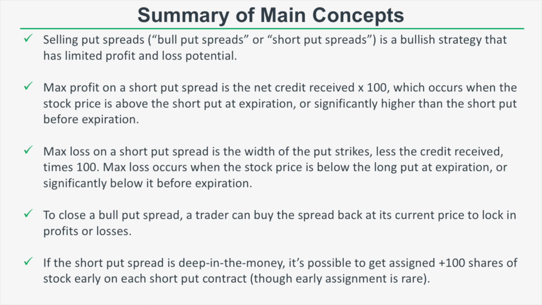Now the max profit on a short put spread is the net credit received times 100, which occurs when the stock price is above the short put at expiration or significantly above the short put before expiration. Now the max loss on a short put spread is the width of the put strikes less the credit received times 100. And the max loss occurs when the stock price is below the long put at expiration or is significantly below it before expiration.